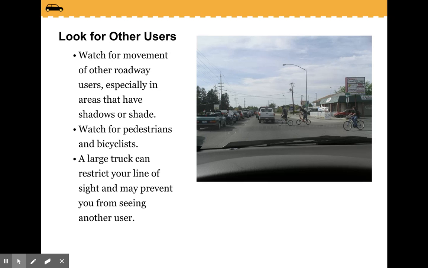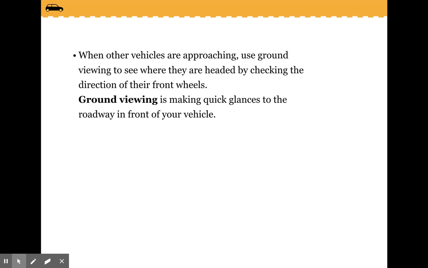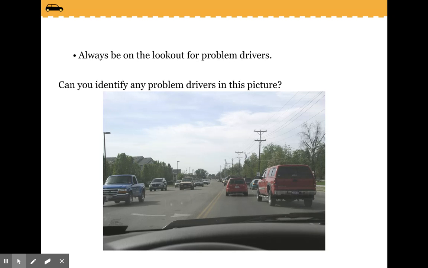Look for other users. Watch for movement of other roadway users, especially in areas that have shadows or shade. Watch for pedestrians and bicyclists. A large truck can restrict your line of sight and may prevent you from seeing another user. When other vehicles are approaching, use ground viewing to see where they're headed by checking the direction of their front wheels. Ground viewing is making quick glances to the roadway in front of your vehicle. Always be on the lookout for problem drivers. Can you identify any problem drivers in this picture?